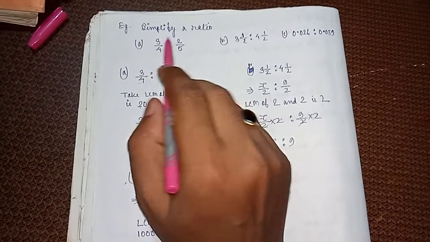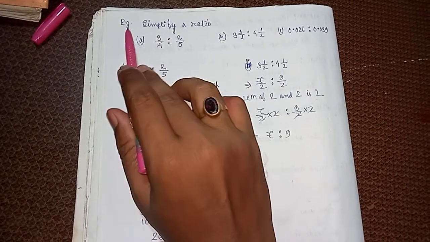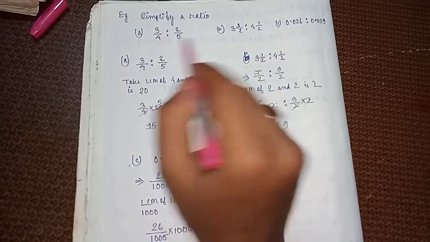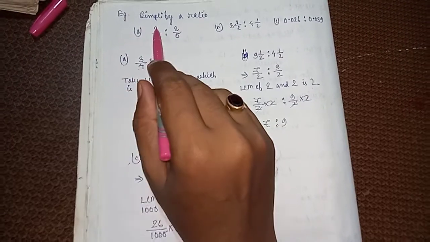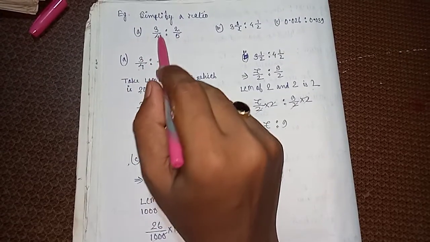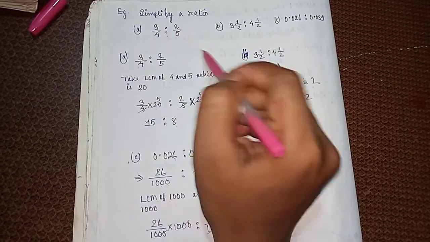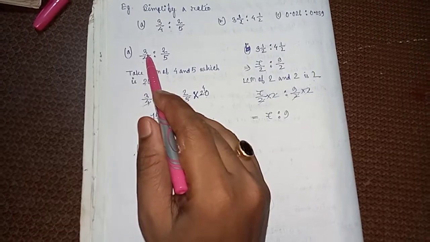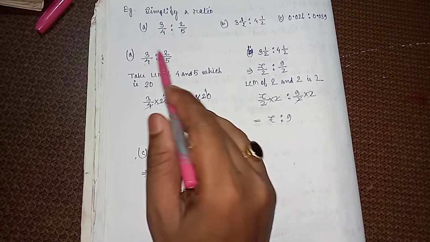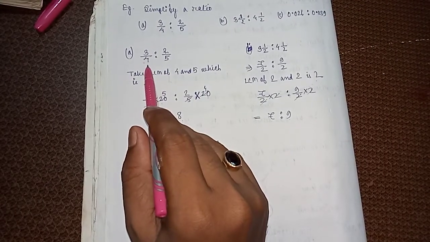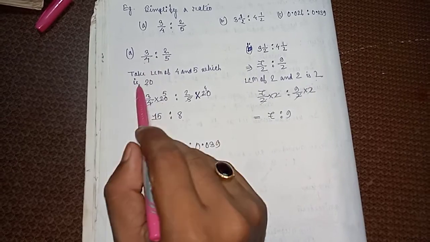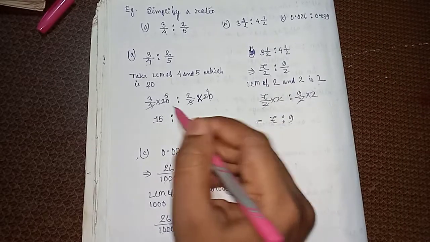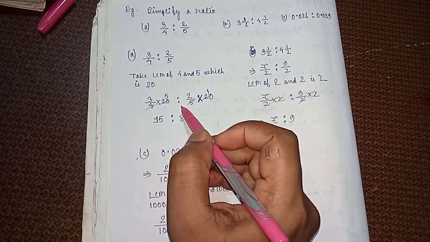Now let's see some examples. The question is simplifying a ratio. You are given 3 ratios, and you have to simplify them. For example, the first is given in fractional form: 3/4 is to 2/5. Now how will we convert this to a ratio? First we have written the question. Then next we have to take the LCM of 4 and 5, which is 20. If you don't know how to take LCM, then you can see my previous videos or you can comment.